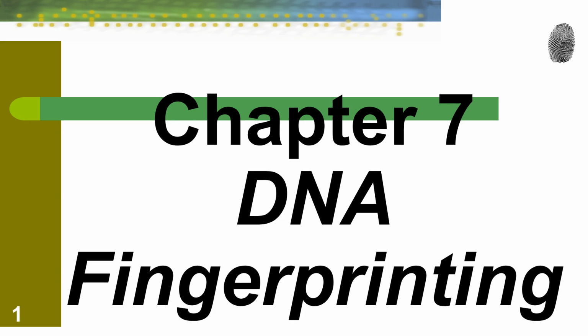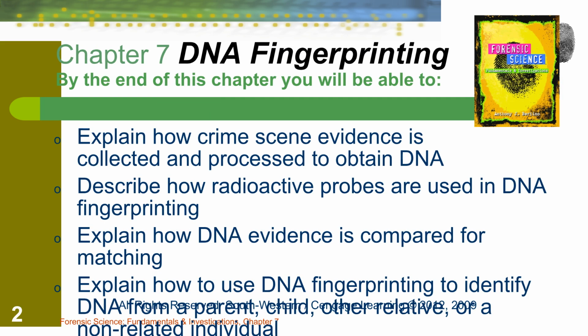Welcome to Chapter 7 on DNA fingerprinting. By the end of this video, you will be able to explain how to process crime scene evidence to obtain DNA and describe how radioactive probes are used in DNA fingerprinting. You will also learn how DNA evidence is compared for matching and how to use DNA fingerprinting to identify DNA from a parent, child, other relative, or a non-related individual.